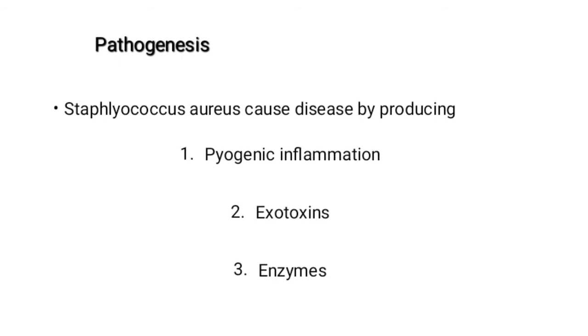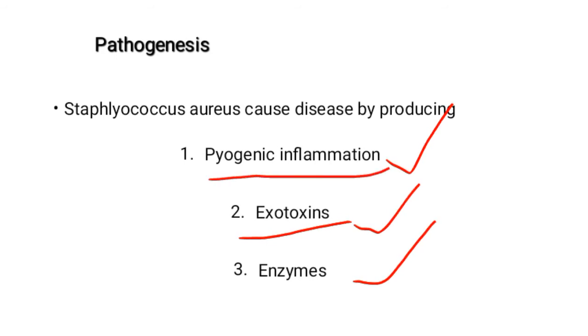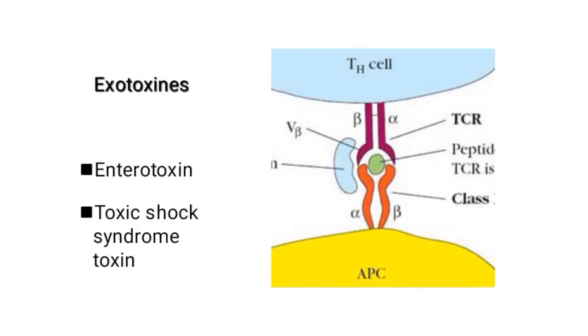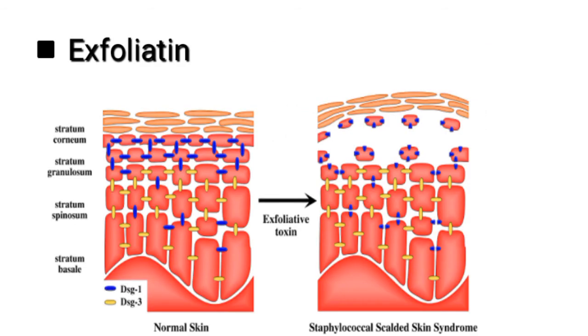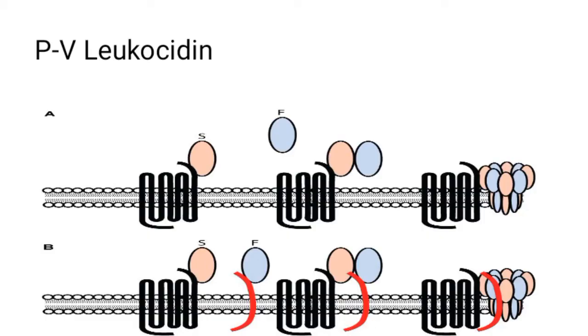Now, how does Staph cause disease? It causes disease in three ways: by pyogenic inflammation, by producing exotoxins, which are polypeptides secreted by bacteria, or by producing enzymes. We have learned the diseases that are caused by pyogenic inflammation. Inflammation is the response to the bacteria. But if Staph produces exotoxins, these are enterotoxin, toxic shock syndrome toxin, exfoliatin, and Panton-Valentine leukocidin.